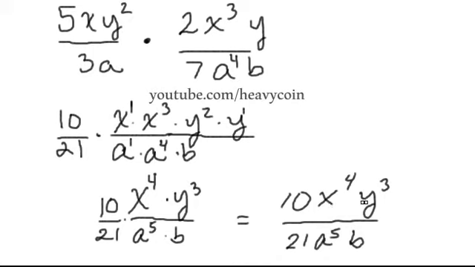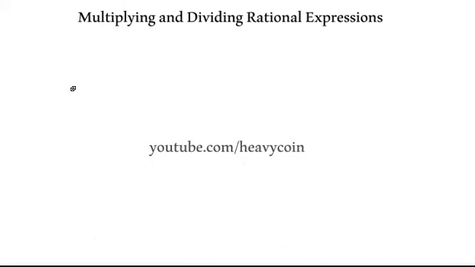Just to say something here, it doesn't matter what order we write this stuff in, but usually we write the variable with the largest exponent first, and then in descending order. Alright, this has been reduced all the way down, so let's work on another one.